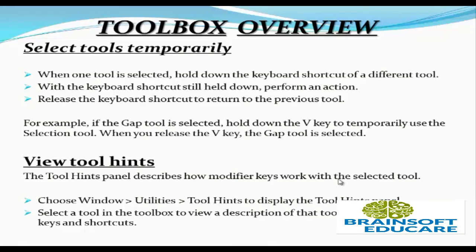View tool hints. The Tool Hints panel describes how modifier keys work with the selected tool. Choose Window, then Utilities, then Tool Hints to display the Tool Hints panel. Select a tool in the toolbox to view a description of that tool and its modifier keys and shortcut.